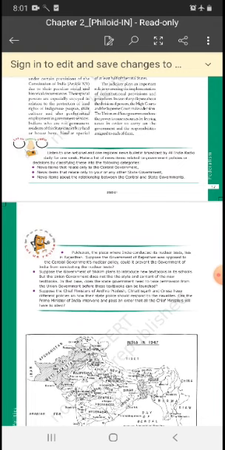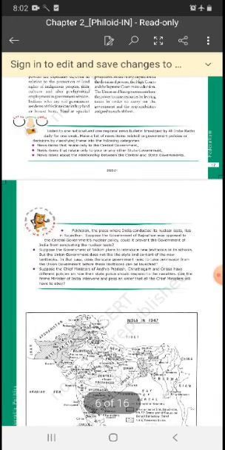The creation of the linguistic states was the first and a major test for the democratic politics in India. From 1947 to 2017, many old states have vanished and many new states have been created. Areas, boundaries and the names of the states have been changed. Some states have been formed of the people who speak the same language. These states are known as the linguistic states.